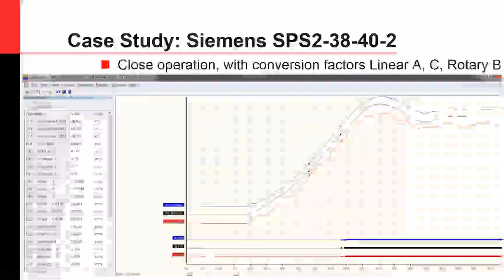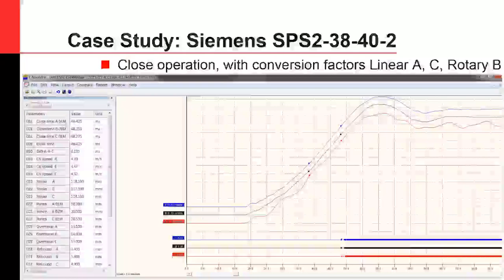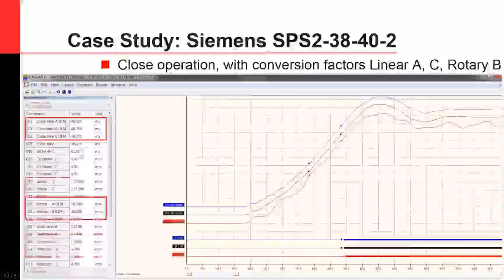So now let's go back and apply these conversion factors to our measurements. I went through and applied a conversion factor to the 3 different phases and measured again. Lining all three of these up again, linear A, linear C, and rotary B, times are all fine, with a difference of 0.175 milliseconds between the three close times. And now the strokes are all relatively the same, 118.1, 117.9, and 118.1.